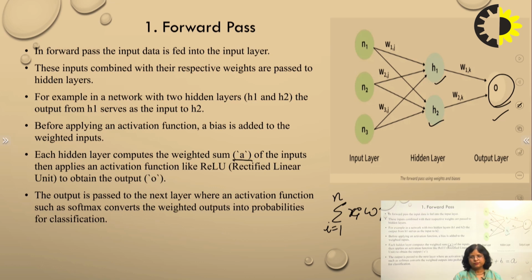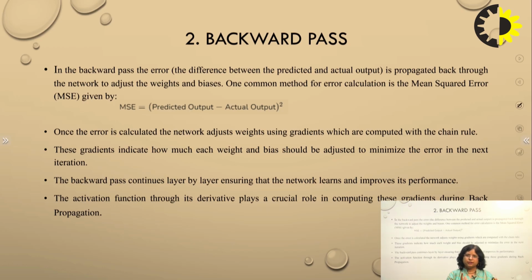Accordingly we can classify, and the classification task is done. Now we calculate the difference between the expected output and the actual output. When there is any difference, then we try to minimize this difference by using the backward pass. So this is the backward pass. In the backward pass, the error is propagated back through the network to adjust the weights and the biases.